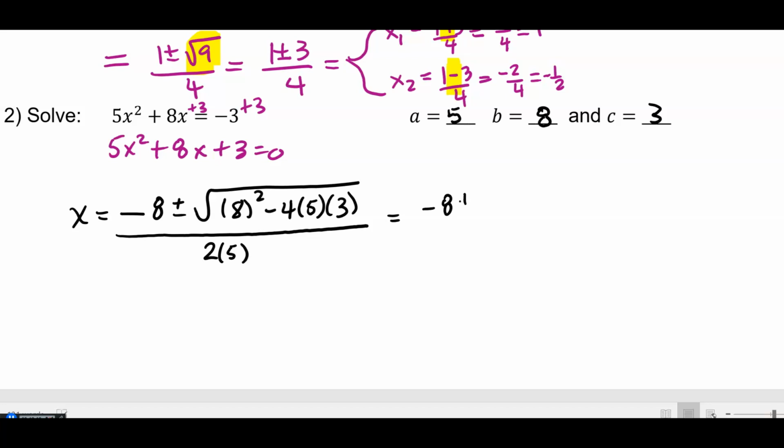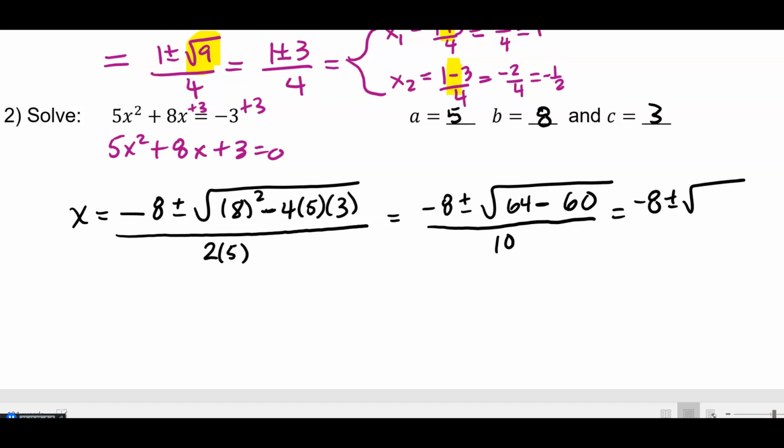Then you have negative 8 plus or minus the square root of, we know that 8 squared is 64, minus, because there's only one minus, no negatives on the right over here, only this minus in the middle. 4 times 5 is 20, and 20 times 3 is 60, divided by 10. And now you have negative 8 plus or minus the square root of 4 over 10, because 64 minus 60 is 4.